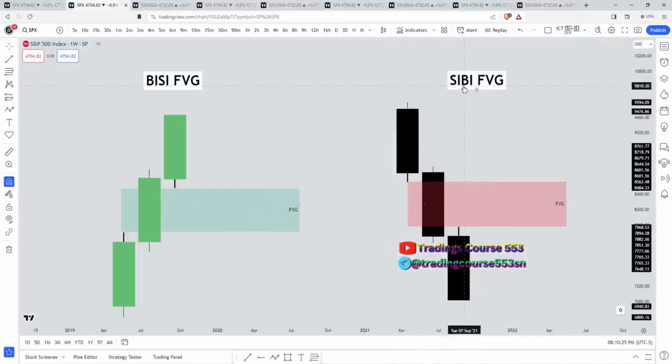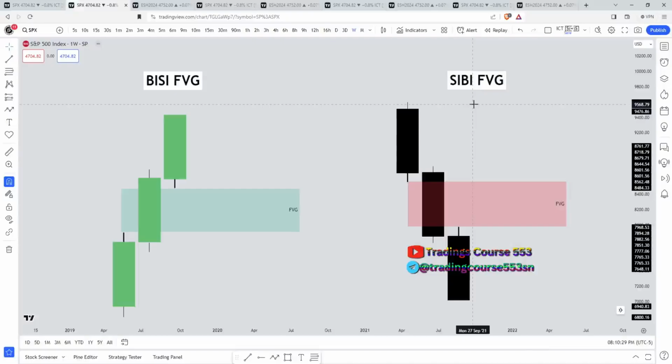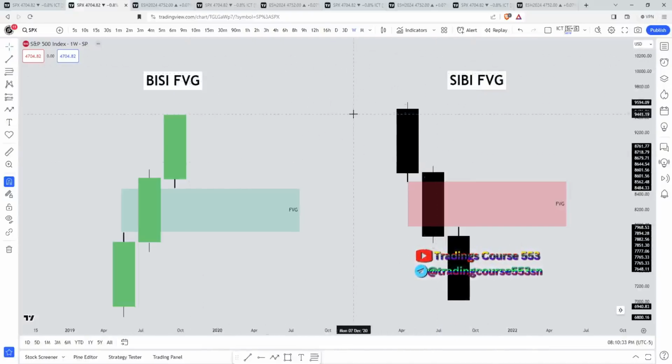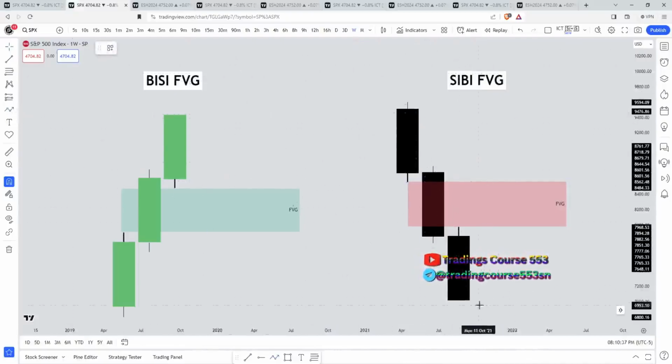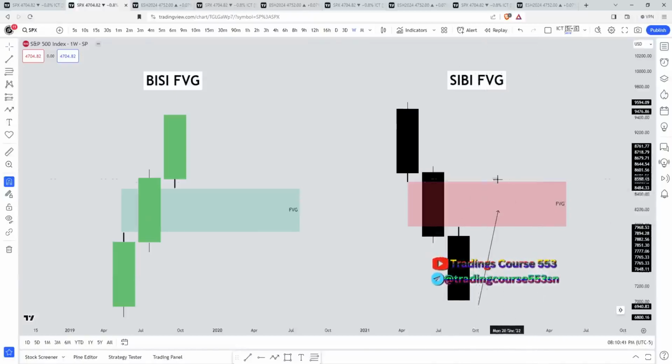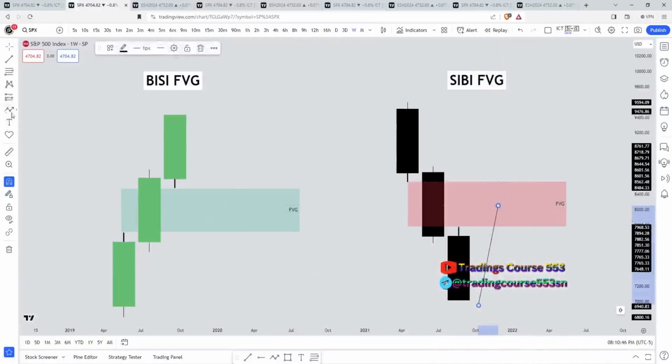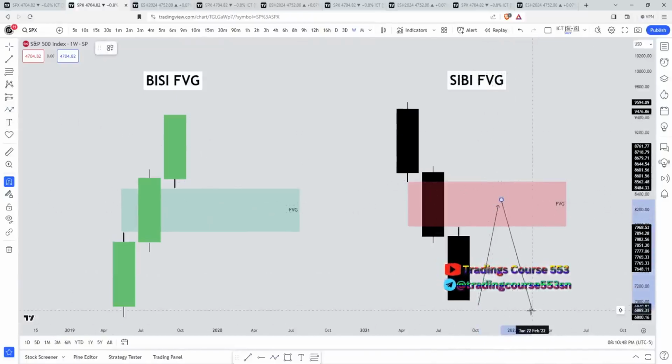So this is called a SIBI, a sell side imbalance, buy side inefficiency. It is a bearish fair value gap. It's just the labels that ICT gives it. So in this example, if price were to pull back into here in the model, you'll see that later in the series, this is an area within the specific model that we're going to be looking at where we anticipate for price to reverse at and start to continue lower.